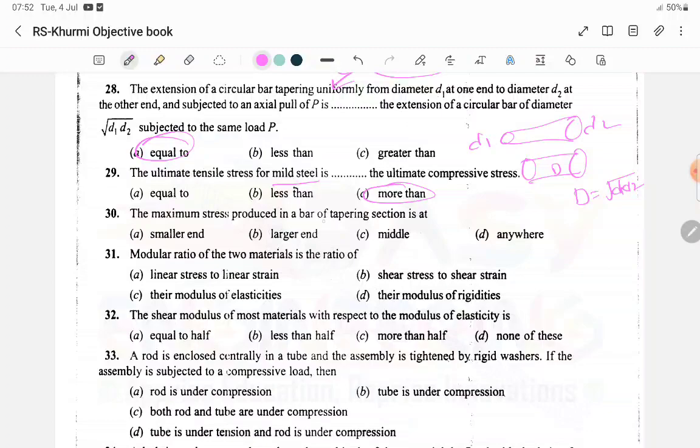The maximum stress produced in a bar of tapering section is at its smaller end. So 4PL by pi D1 D2 into E for the total bar. If it is a bar of uniform section you are considering one side. If this D is small, the total value will become that much big.